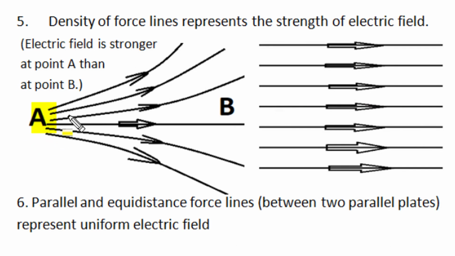Here at position A, force lines are closer to each other, they are dense. So the electric field is stronger at position A as compared to position B in this non-uniform electric field. Whereas parallel equidistant lines, as shown here in this yellow highlight, represent a uniform electric field. That means at every position in this yellow highlight, the magnitude and direction of electric field is the same.